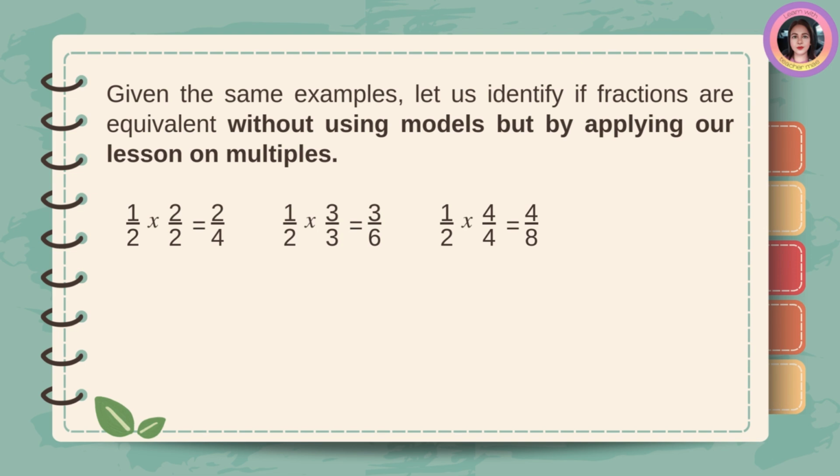1/2 times 4/4. First multiply the numerator 1 and 4. 1 times 4 is 4. And then multiply the denominator. 2 times 4 is 8. The answer is 4/8. 1/2 times 5/5. First multiply 1 and 5. 1 times 5 is equal to 5. 2 times 5 is equal to 10. The answer is 5/10.